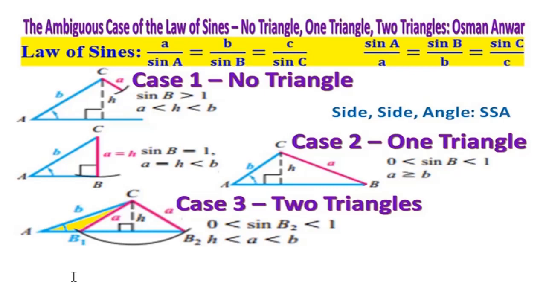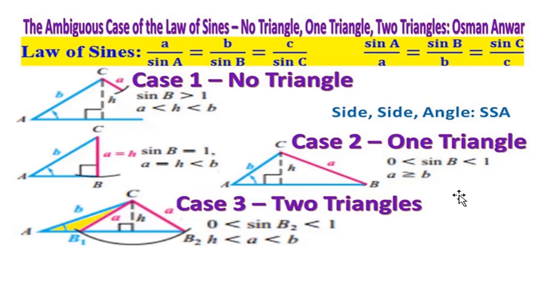The law of sines is sine A over A equals sine B over B equals sine C over C, or its reciprocal, A over sine A equals B over sine B equals C over sine C. When two sides and an angle are given, and that angle is not between the two given sides, that causes the ambiguous case.